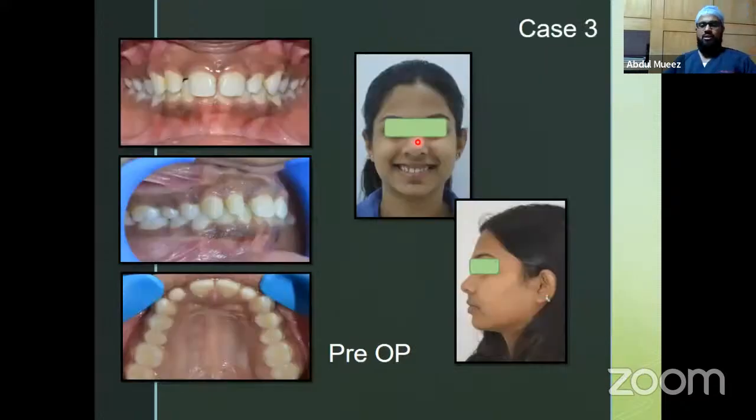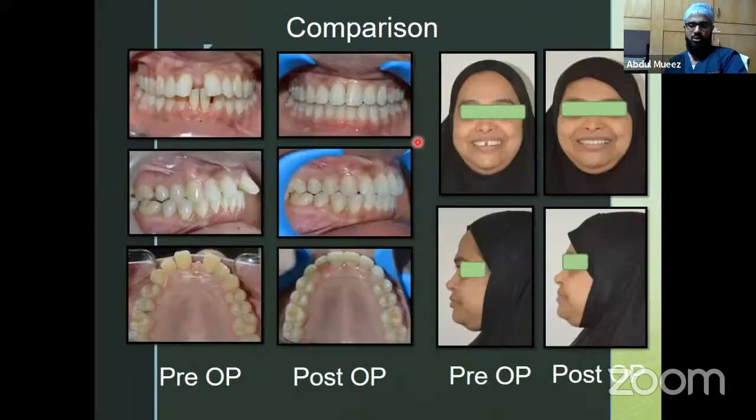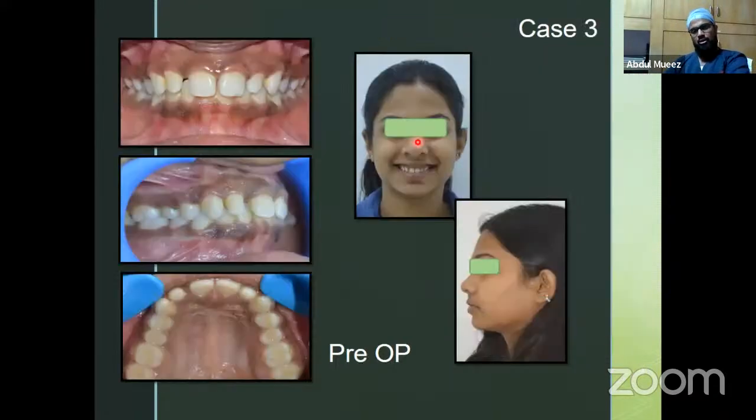Now, this third case. The first case I showed you was a young patient, the second patient is an adult case, and the third case, which I'm going to show, is an interdependency. It's not that orthodontics itself is everything. It requires adjuvant treatment. It requires prosthodontic help. It requires a restorative dentist. It requires periodontal help, a periodontist's help. So many things are involved.